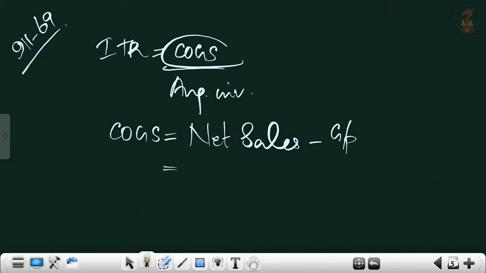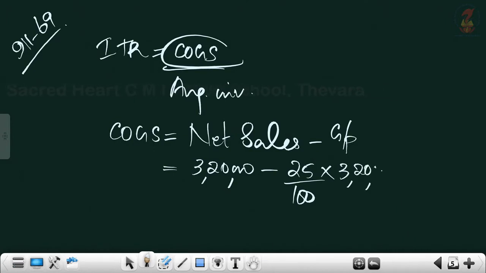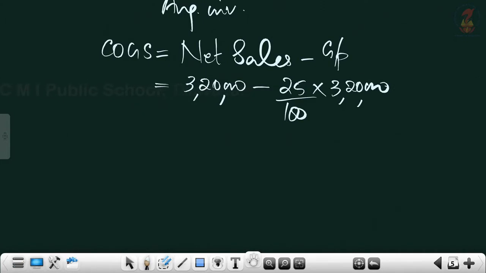Here net sales is 3,20,000 minus this GP. Gross profit is not directly given. Instead it is written that gross profit is 25% on sales. So you have to compute what your gross profit on sales is. Means 25% of 3,20,000, which is your figure. So now cost of goods sold will be 2,40,000.